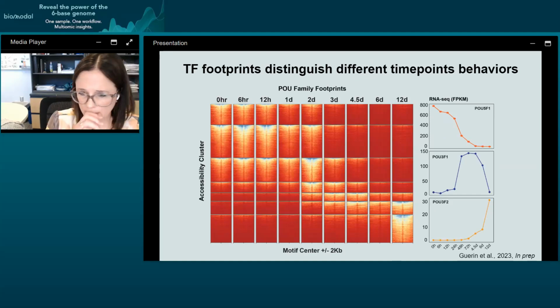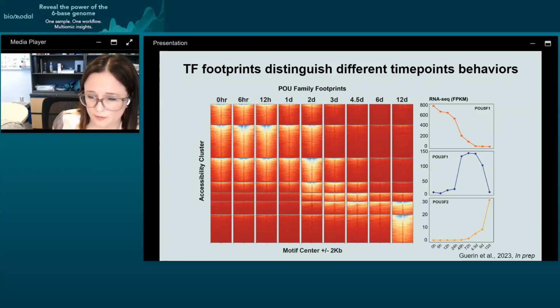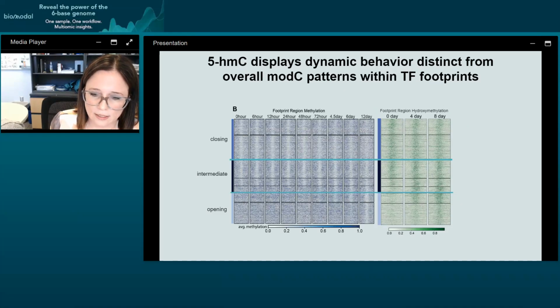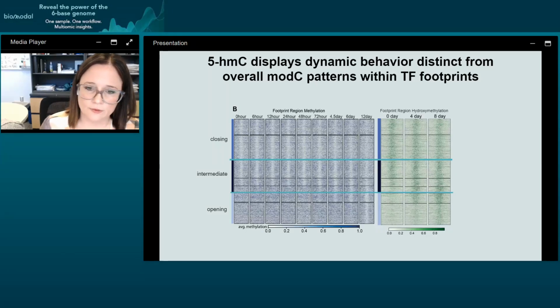So just bringing you back to this one slide that I showed you before, from our ATAC-Me data, we have the ability to determine transcription factor footprints to distinguish different time point behaviors according to the transcription factors that bind them. And we also have the added advantage with ATAC-Me that we can look within those footprints at the methylation state of those sites. So we can integrate that with our hydroxymethylation data to understand how methylation is changing within these footprints over time. And so these are two different heat maps.